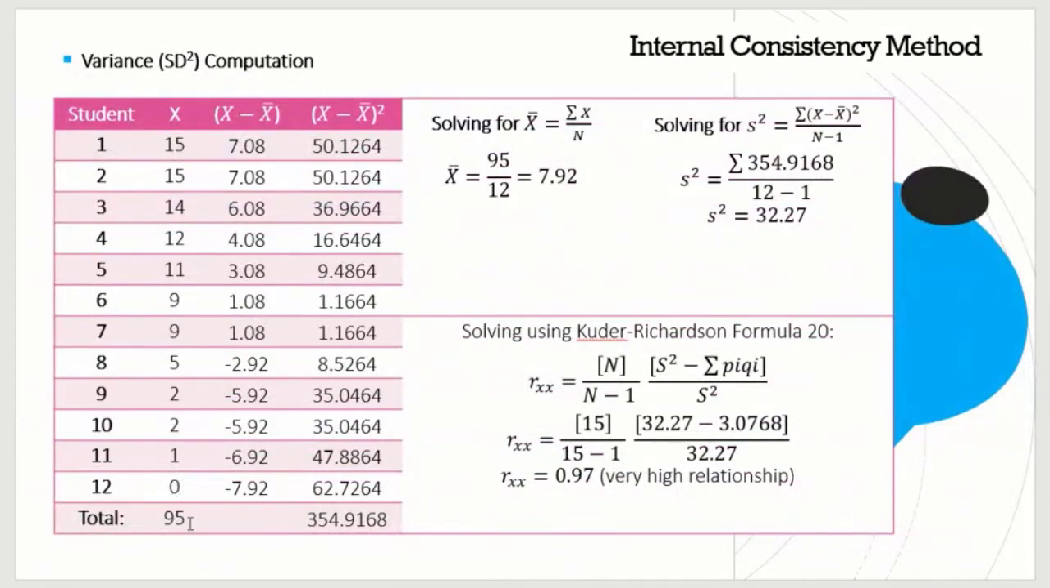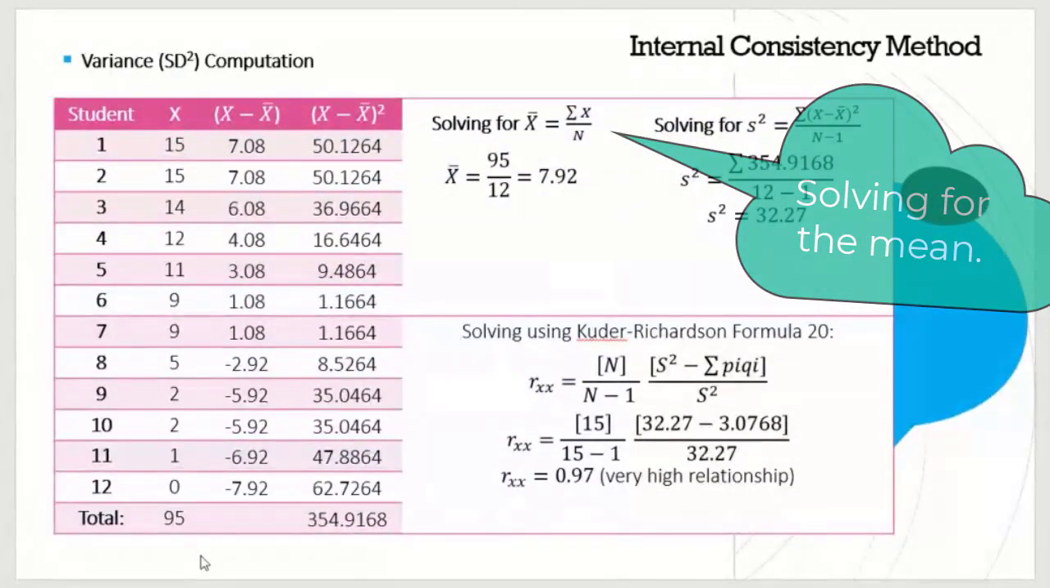So now that we have this here, we can get the mean. Ang mean ng kanilang score ay, so I will add 15 plus 15 plus 14 plus 12 plus 11 plus 9, plus 9 plus 9 again, plus 5 plus 2 plus 2 plus 1 plus 0. Okay. So 95 ang total scores, ang total ng mga scores ng mga bata. But that is not the mean because you have to divide it by 12 because we have 12 students. Now the mean is actually 7.92.